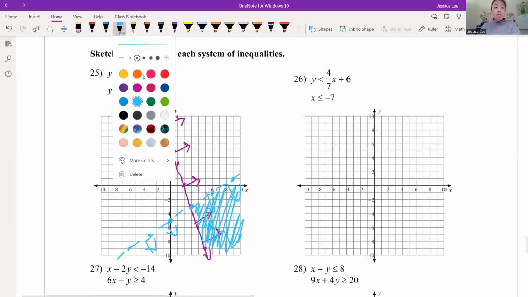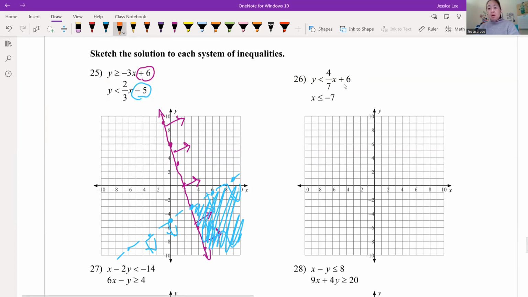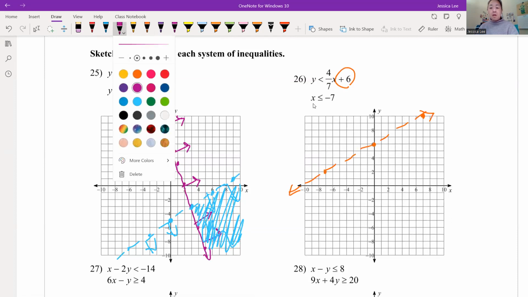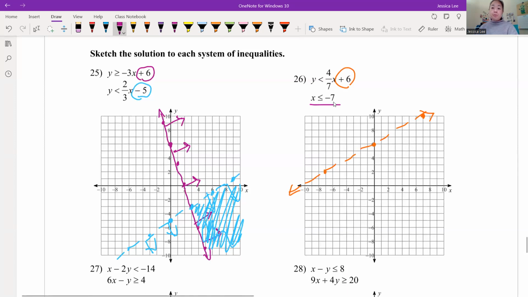All right, so let's get started on this next one. Again, plus 6 up here, 4, 7. So it's going to be up 4 to the right 7, or down 4 and to the left 7. That is going to be a dashed line. This is not equal to, and then we have x is less than or equal to -7. So here's -7 on x. This is where x is all -7 right here, this whole line right here.